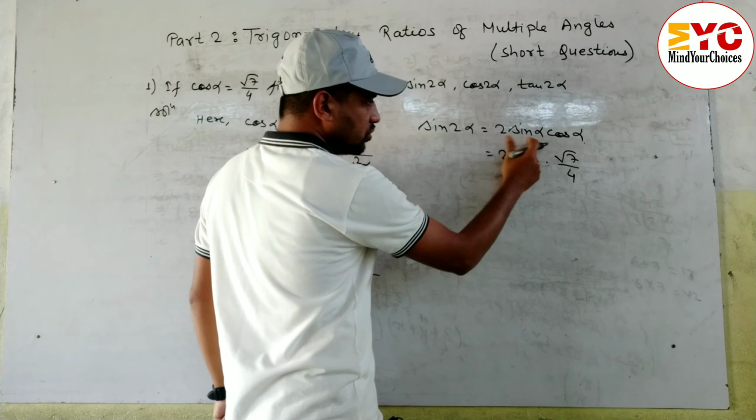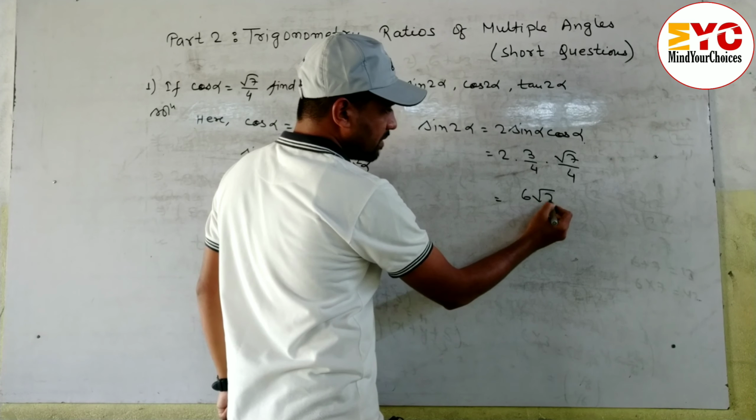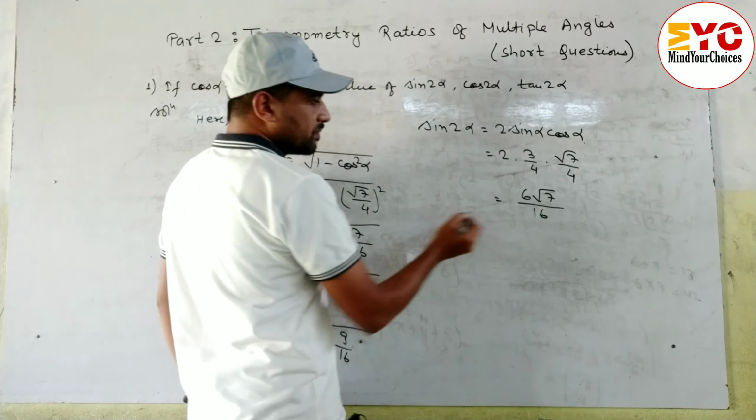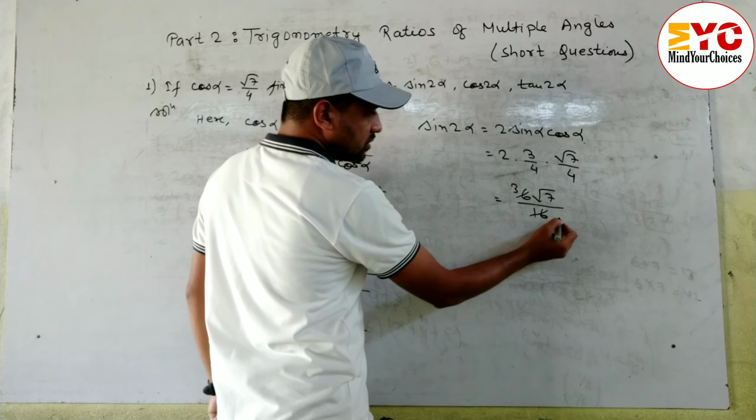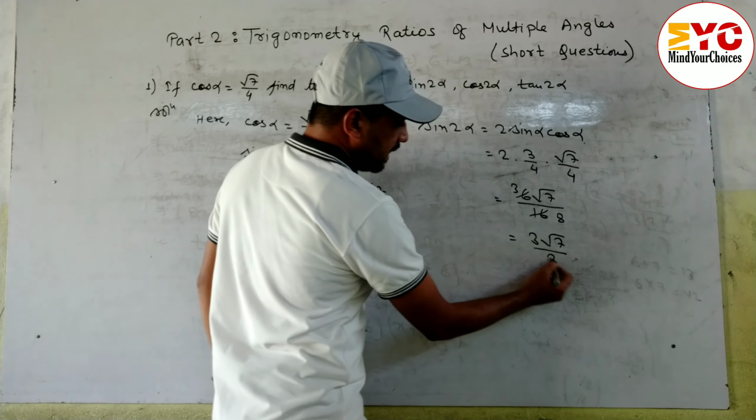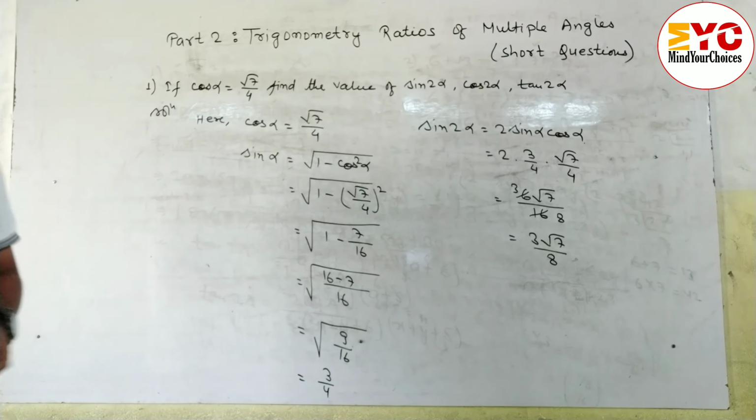Now multiply 2 into 3, 6. 6 root 7 by 4 into 4, 16. Okay, now 2 3s are 6, 2 8s are 16. So the answer is 3 root under 7 by 8. The value of sin 2 alpha is 3 root 7 by 8.